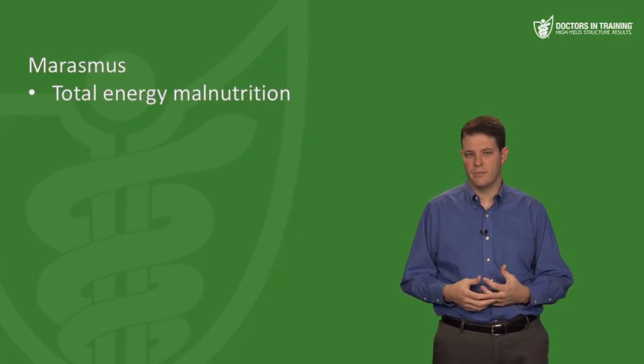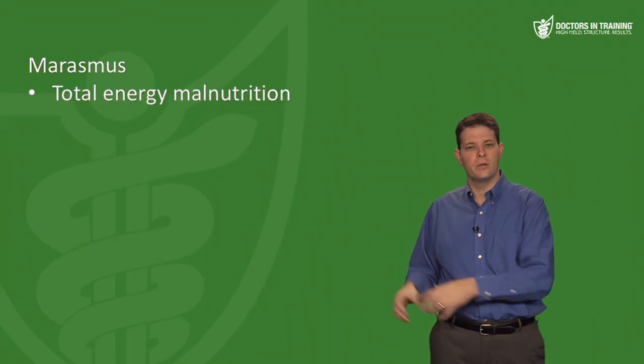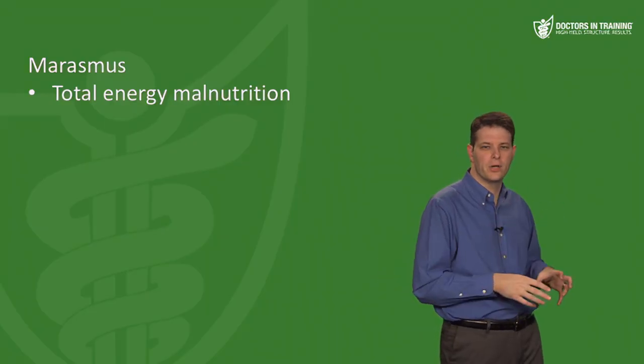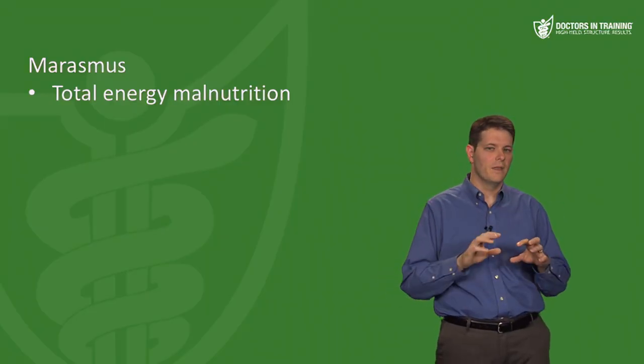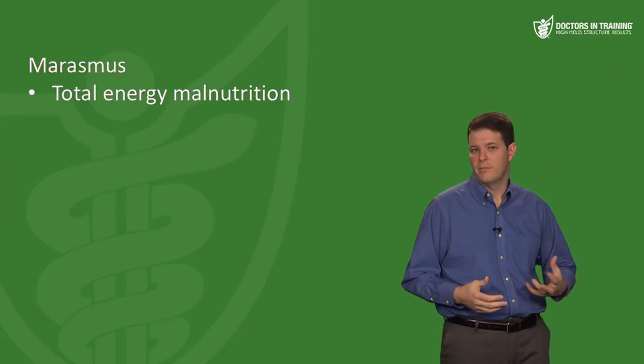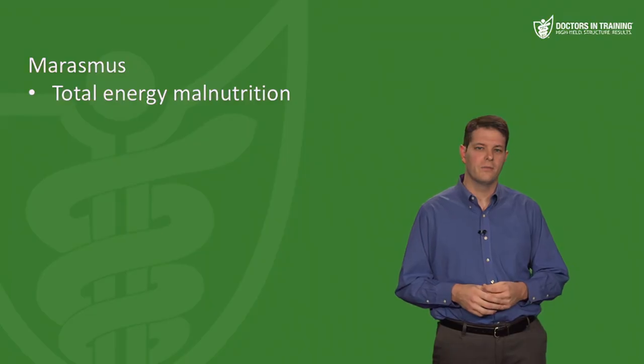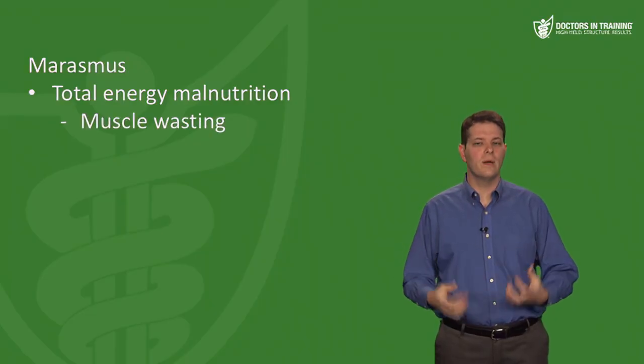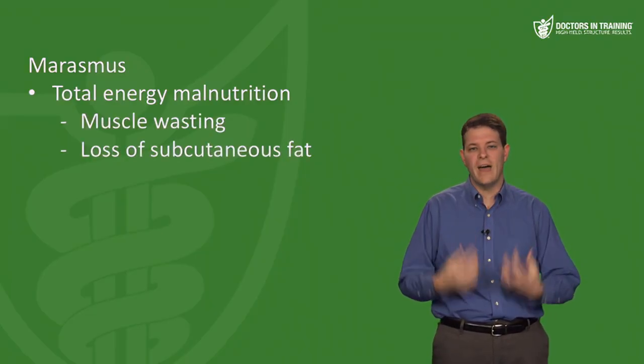Then the other malnutritional state is marasmus. Marasmus is a total energy malnutrition. So kwashiorkor is a protein malnutrition, but marasmus is a total energy malnutrition. It's not just protein that's missing. It's protein, it's fat, carbohydrates. Everything is deficient in the diet of a patient with marasmus. So marasmus results in muscle wasting, subcutaneous fat loss.